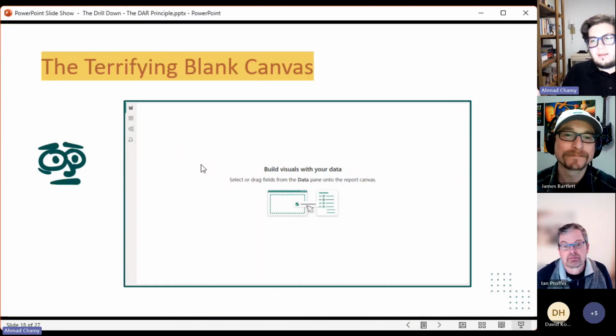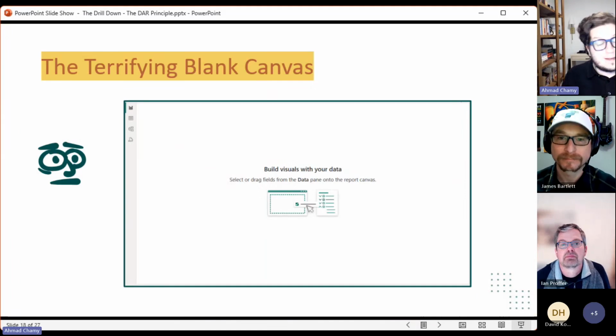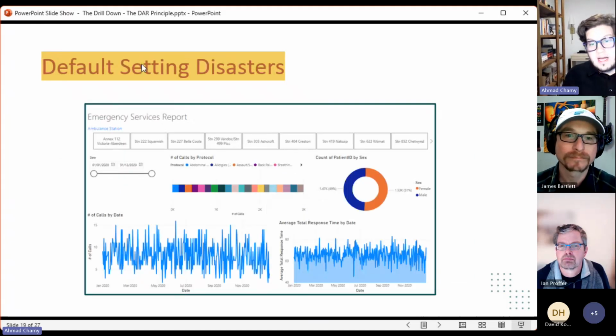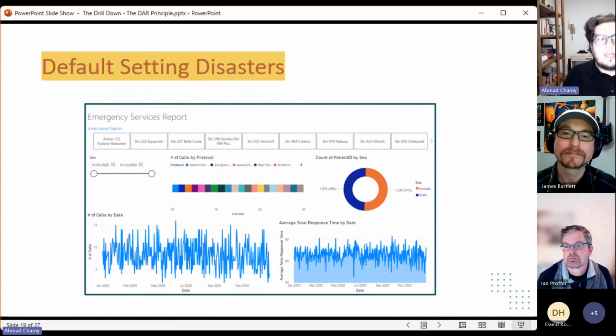So this is where the problem starts, right? Power BI gives you a lot of freedom, that white canvas. And for a lot of people, what they see is, I've just got to fill up as much of the white space as I possibly can. That's how we get the default setting disasters. Power BI doesn't necessarily choose the nicest colors, and it doesn't give you a lot of structure out of the box. So you end up with slicers that don't make sense, visuals placed randomly on the page, things at different levels of granularity, just a complete mess, right?